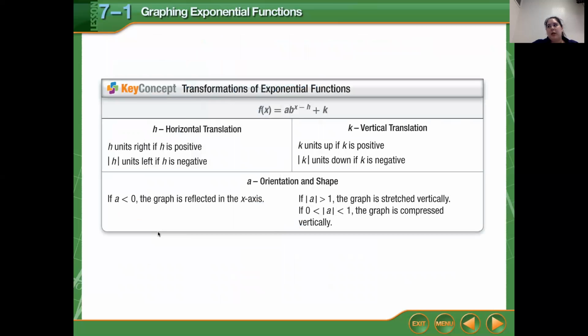Looking at transformations, we have a, h, and k, same as they've always been. h is horizontal translation, k is vertical translation, and then a is my orientation and shape. Remember, if a is negative, the only thing that tells me is it's upside down. After that point, you ignore the negative and then look at the absolute value of a to determine if you have growth or compression or a stretch.